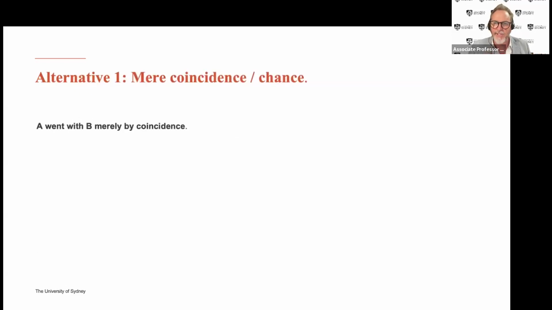Here's the first one, and this is really easy to understand. Maybe A happened and then B happened, but they went together merely by coincidence or merely by chance. There are lots of events like this. You might have experienced this in your own life. Sometimes, for example, you might press a button and somewhere in your immediate vicinity, there's a loud noise and you automatically think, hang on, did I cause that by pressing the button? You kind of recoil and think, oh, did I do that?